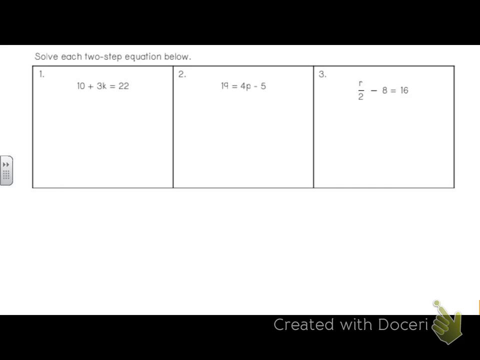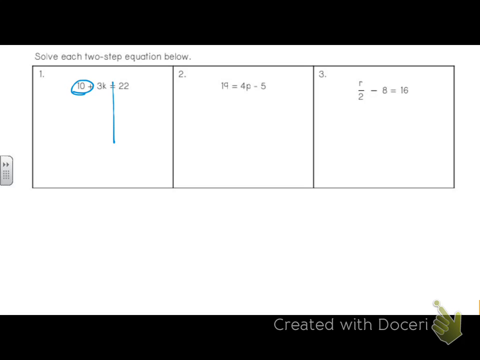So my first example is 10 plus 3k equals 22. And I like this example because it's not in the typical order that we see it in. It's kind of rearranged a little bit. But notice the steps are still going to be the same. Step 1, undo any addition or subtraction being done to the variable. So the addition that we actually see here, so let me draw my line to keep it balanced.